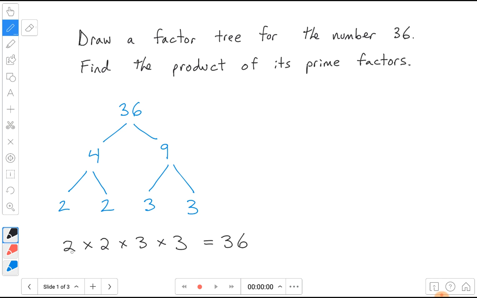And so since we have two 2's, we can actually rewrite that as 2 squared. And we also have two 3's, so we can write that as 3 squared. And we have the two 2's multiplied by the two 3's, so we still have that multiplication sign there. And then that also equals 36. So 2 times 2 times 3 times 3 can be rewritten as 2 squared times 3 squared. And that is the product of prime factors for the number 36.